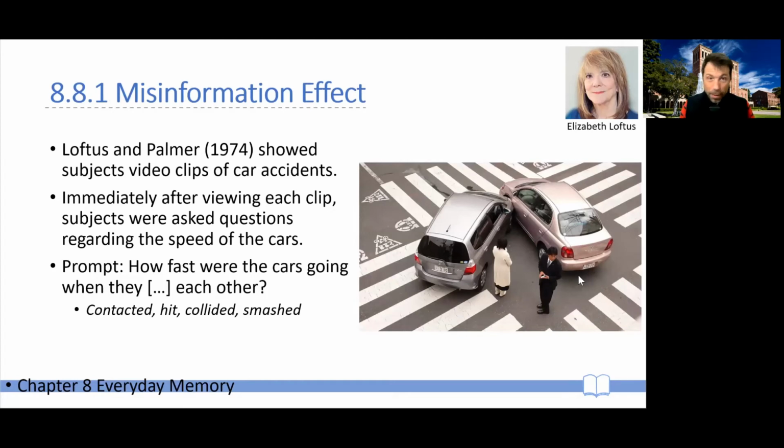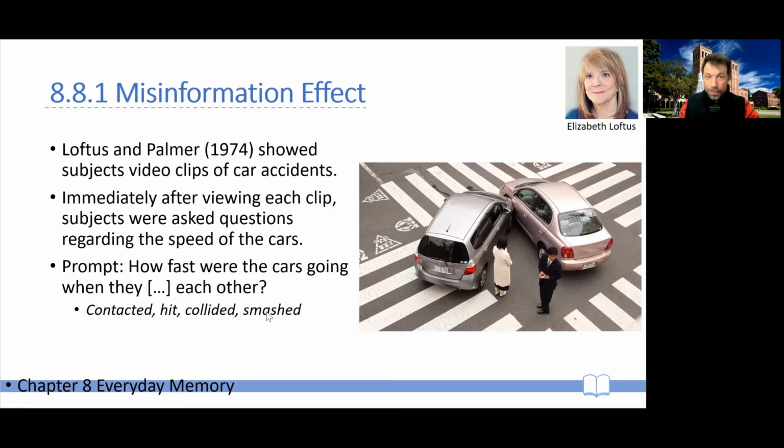Now, Loftus and Palmer showed participants in a study videos of car accidents. And right after seeing the video, participants were asked to guesstimate at what speed the cars were going when the accident occurred. Now, the clever twist of what she did was that she changed the word with which the question was asked. So sometimes it would be, how fast were the cars going when they contacted each other, sometimes they hit each other, sometimes collided, and sometimes smashed into each other.